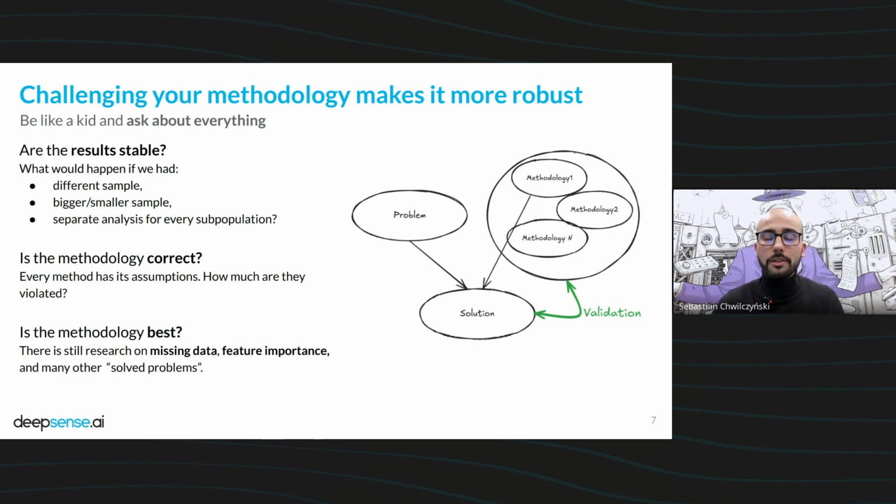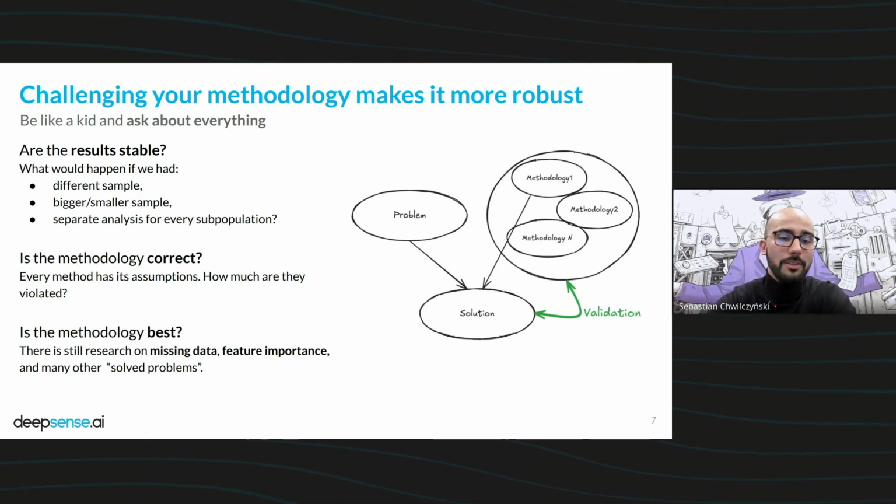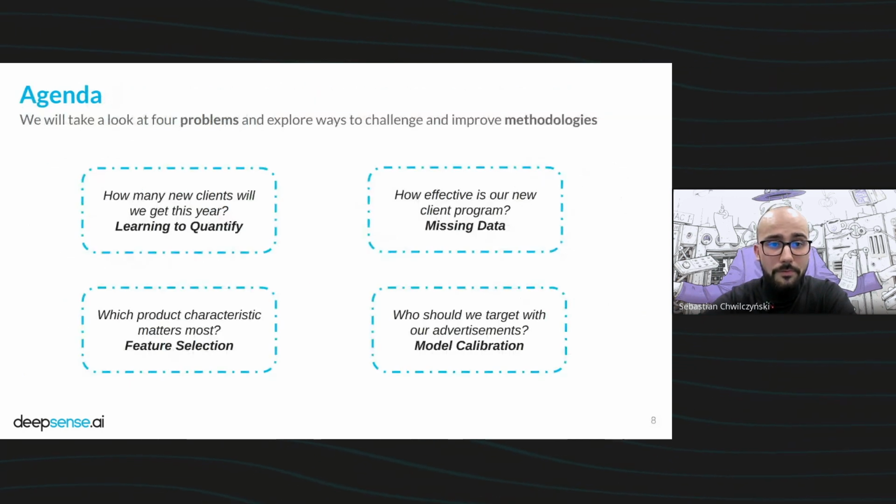Maybe research is happening, and on problems that seem solved, like missing data or feature importance, research is still happening, and you may be shocked that there are a lot of new tools that can be used for that, and people stick to default methods. So our methodology may be basically incorrect.